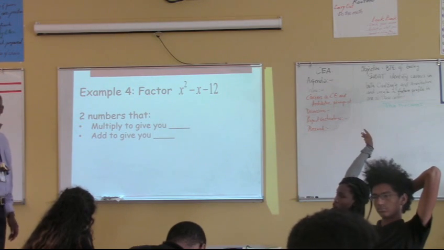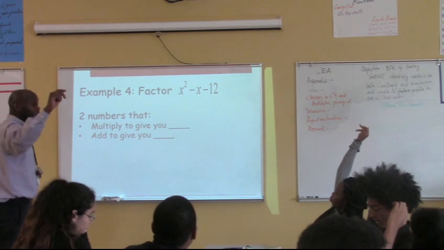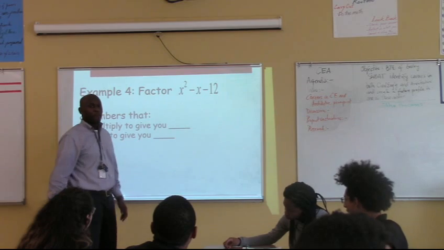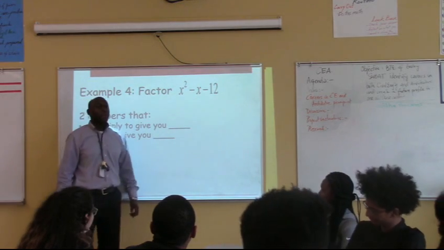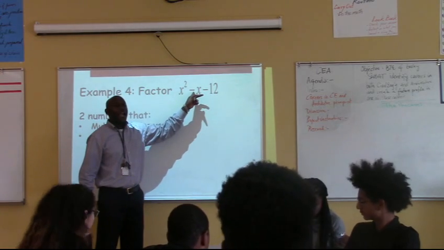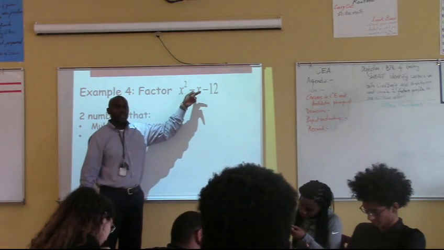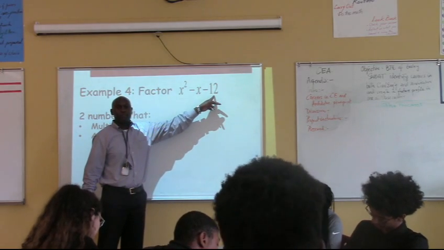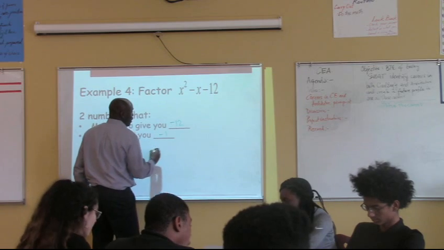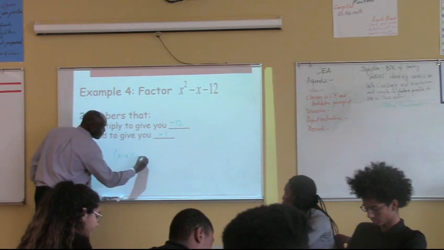You got 4 and you got 1. Negative 4 and 3. I mean negative 4, positive 3, because you have negative 12. You have negative 1. So remember what I said, the bigger number has to be the negative number. What two numbers give you 12? 4 and 3. So you want to get negative 12, negative 1. So your answer is x minus 4 times x plus 3.